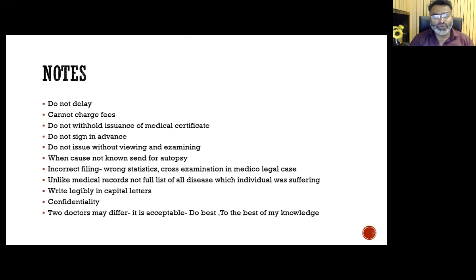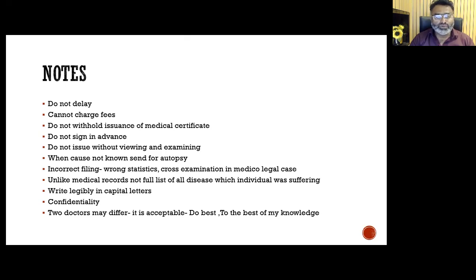Do not issue without viewing or examining. You have not seen the patient, and some relatives come and say that this patient was taking treatment from you for so long and he has died at home. So where is the patient? We already took for cremation. Now you issue the cause of death. Since you have not seen that patient and whether the death occurred or not, you have not examined the patient, it is incorrect to issue a medical certificate.